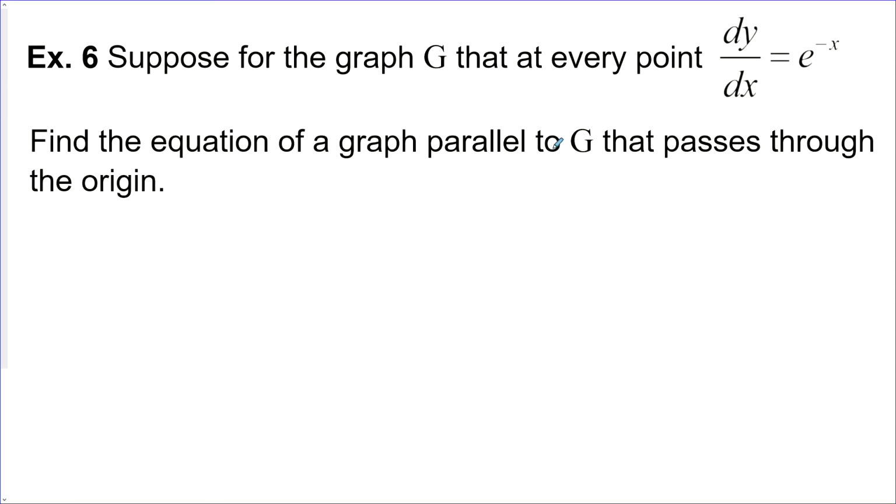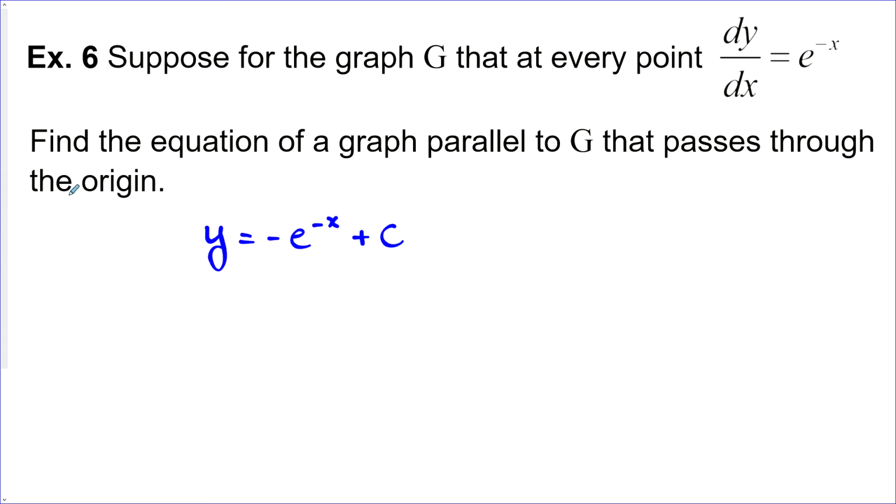Suppose for the graph g that every point's derivative is e to the negative x. We want to find the equation of a graph that is parallel to g that passes through the origin. Now if it's parallel to g, then it's got the same derivative. So to find this curve, we just need to take the antiderivative of e to the negative x, and that would be negative e to the negative x plus c.